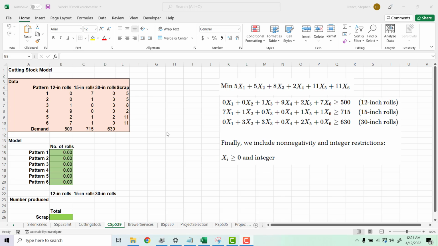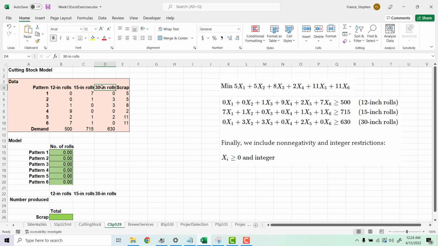Okay, so the next example is the cutting stock problem from page 529. What we have here is basically some rolls of raw metal, and from each of these rolls of raw metal we can produce products. Our products are 12-inch rolls, 15-inch rolls, and 30-inch rolls.